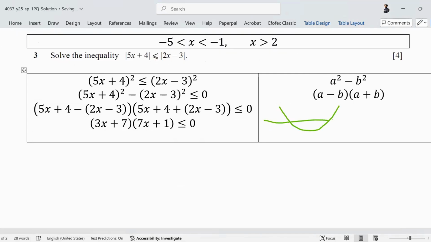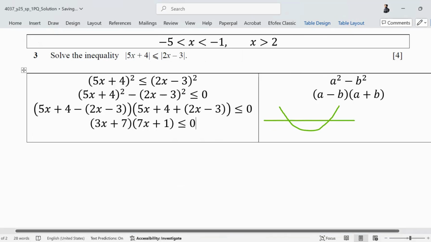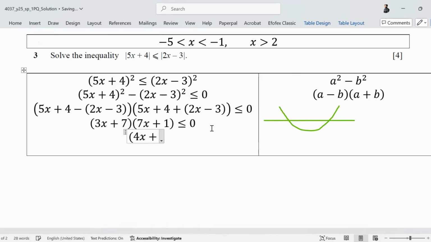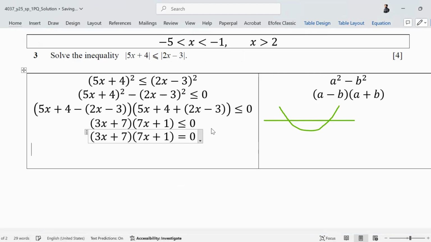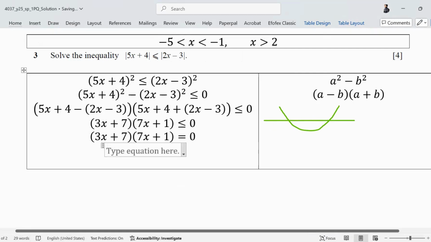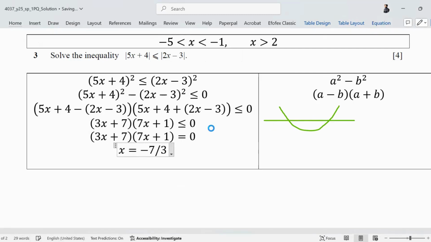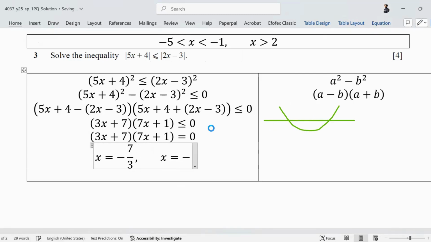Now what are the critical values? The values when you will find it equal to 0. Remember, this is just a part of the solution where we find critical values. 3x + 7 = 0 and 7x + 1 = 0. So the value of x is −7/3 or −1/7.